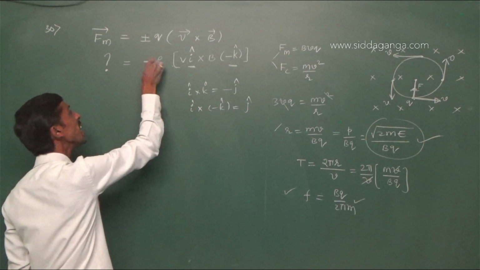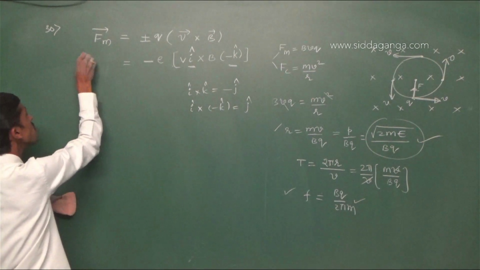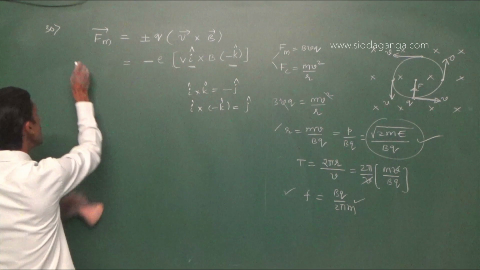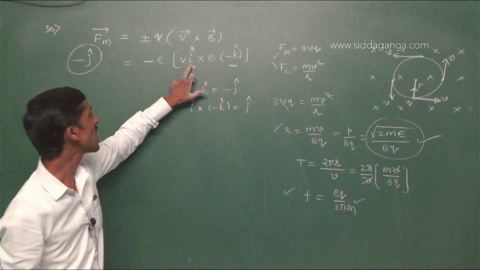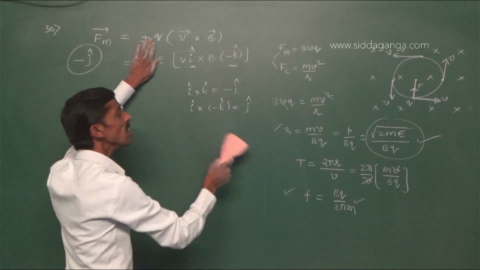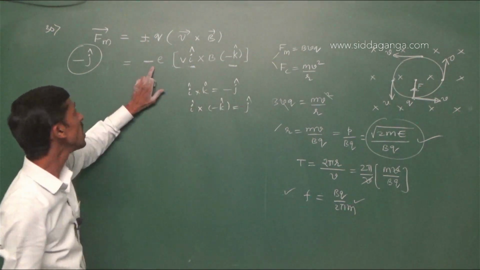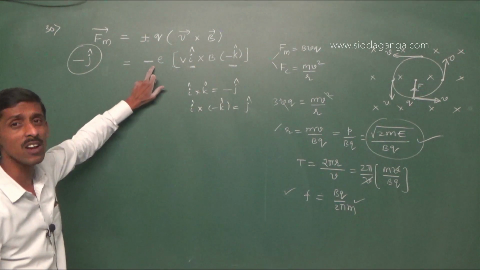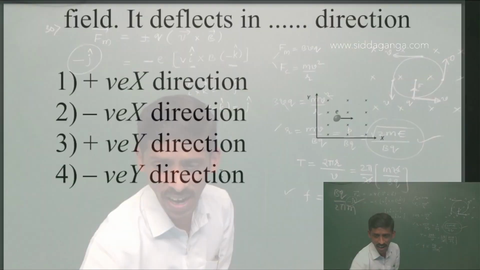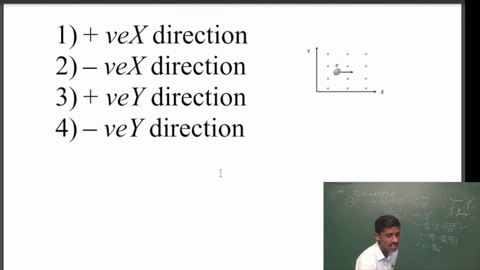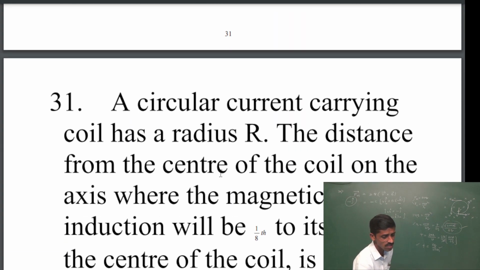But here the negative sign is already there. So the force must be along negative y direction, minus j cap. I cap cross minus k cap is j cap. So here the minus is there because the charge is negative, minus j cap. That is along negative y direction. Minus j means negative y direction.